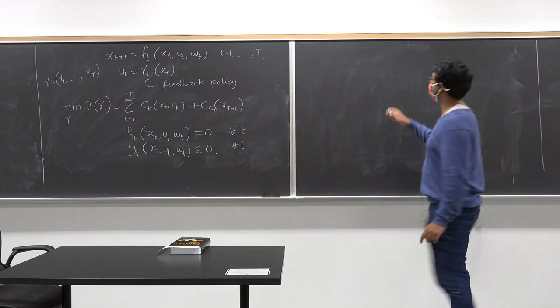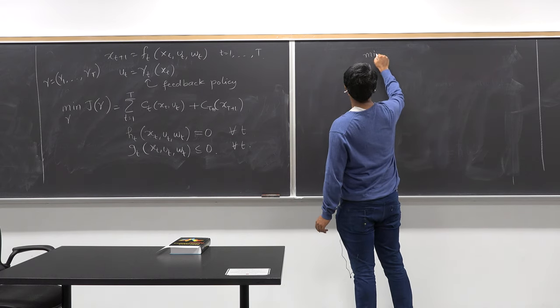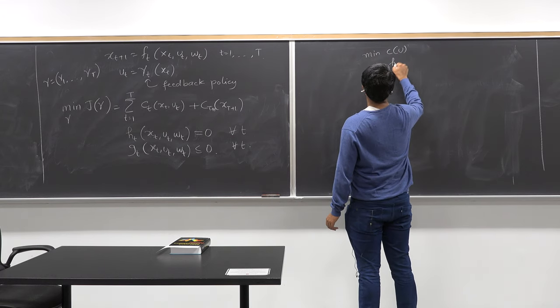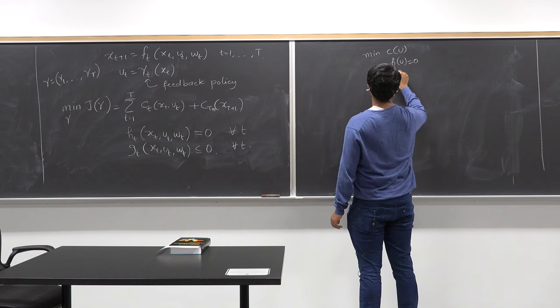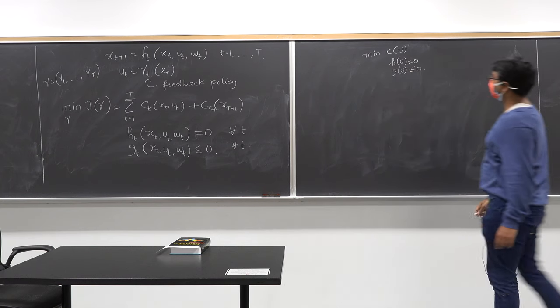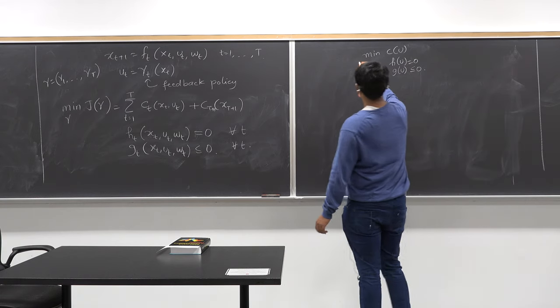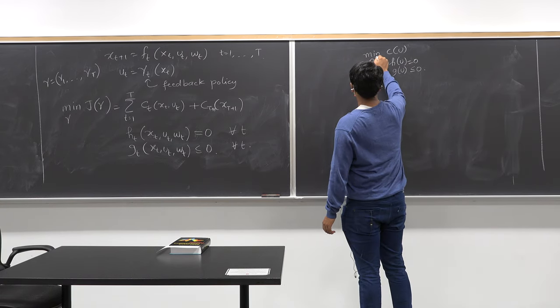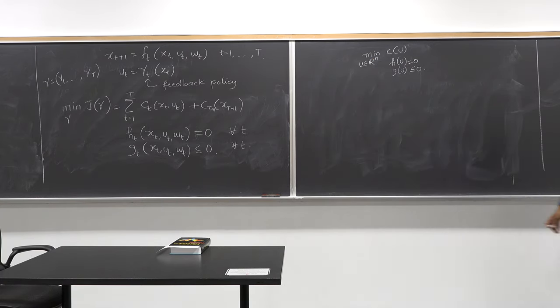So very simple problem. So I want to minimize C of U such that H of U equals zero, G of U is less than or equal to zero. And I want to minimize over U in R^n.